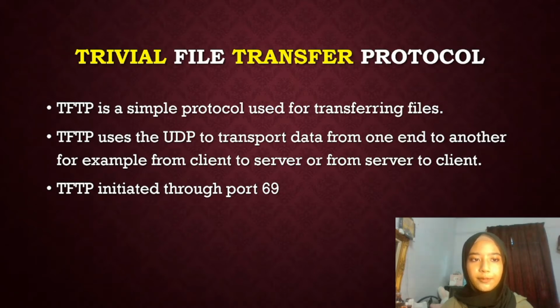TFTP is Trivial File Transfer Protocol. It is a simple protocol used for transferring files. TFTP uses UDP to transport data from one end to another, for example, from client to server or from server to client. And TFTP uses port 69 in order to make a communication between client and server.